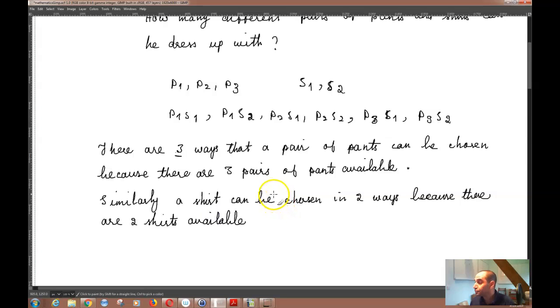Right? So similarly a shirt can be chosen in 2 ways because there are basically 2 shirts available. Now for every choice of a pant, there are 2 choices of a shirt. Therefore there are 3 times 2, which is equal to 6 pairs of a pant and a shirt. Now we will see that basically using a diagram, and you will understand what these sentences actually mean.